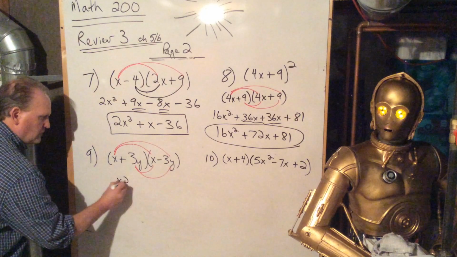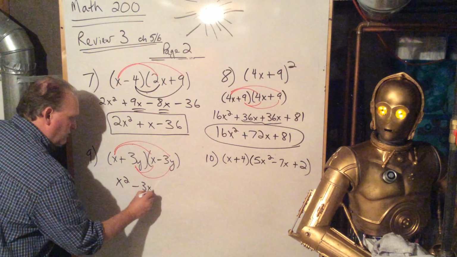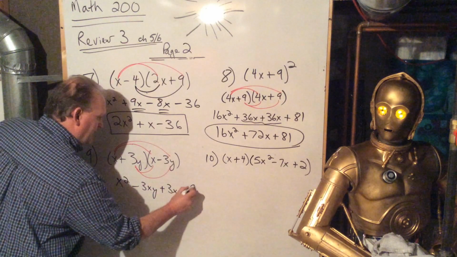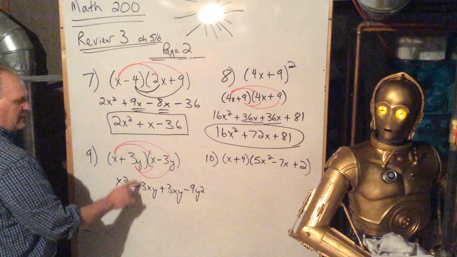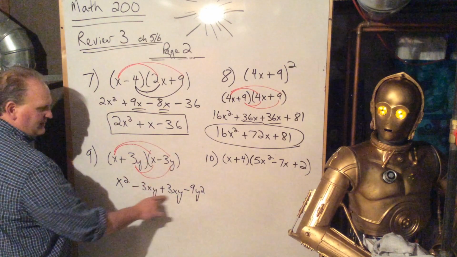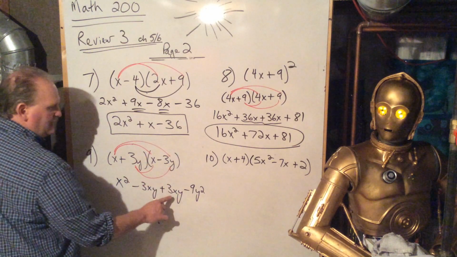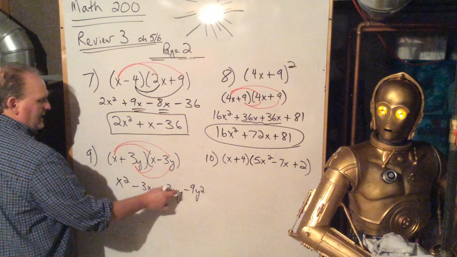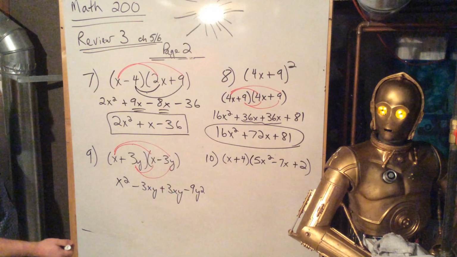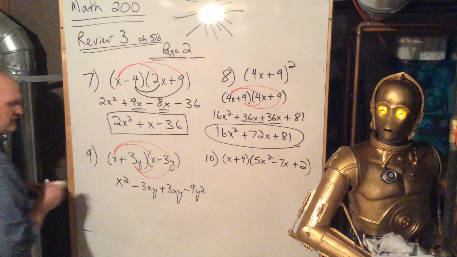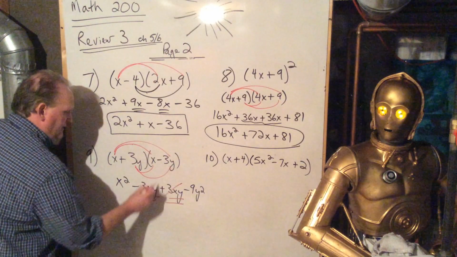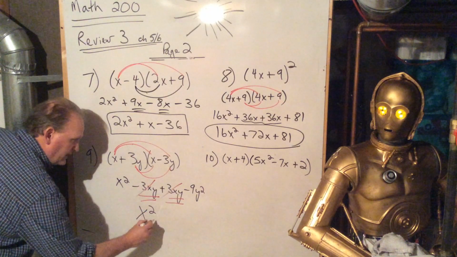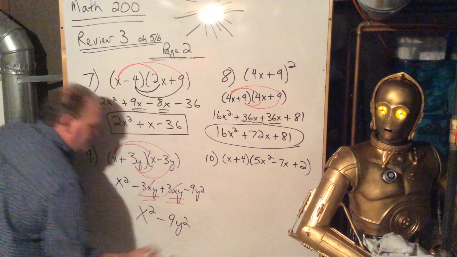So we have x squared minus 3xy plus 3xy minus 9y squared. Now, if you wanted to write it 3yx, that would be fine, then write negative 3yx and plus 3yx. But pick one of them and go with it. Don't make it xy and then yx, because you might forget that they're like terms, and we can combine those. So these are like terms, and they cancel each other off. So we end up with just x squared minus 9y squared.